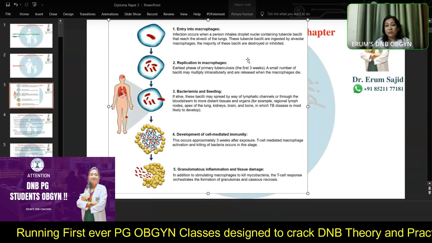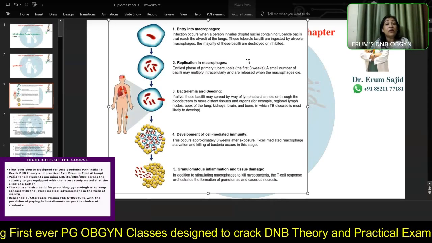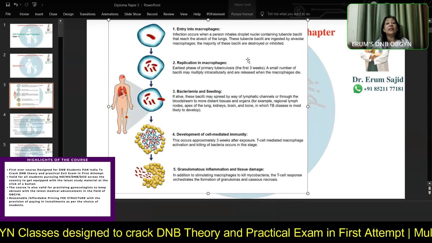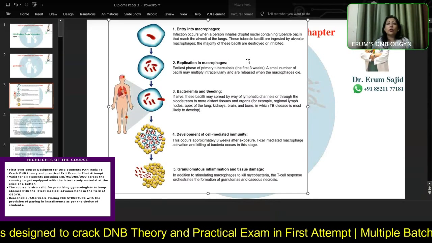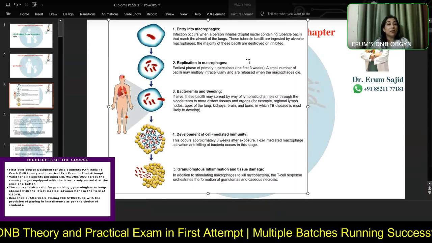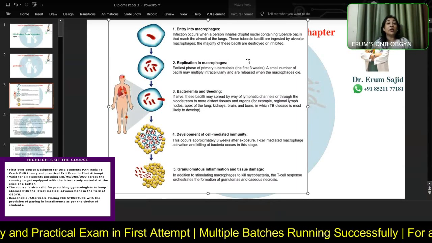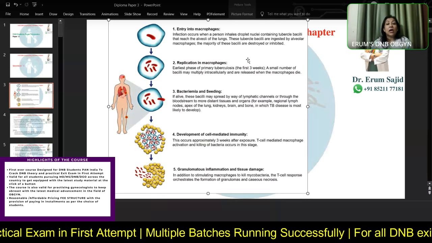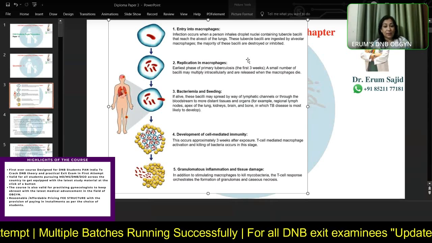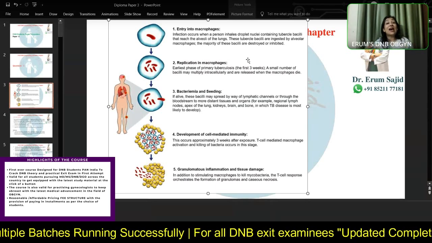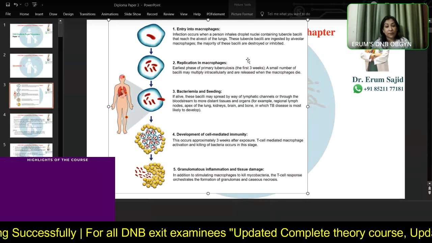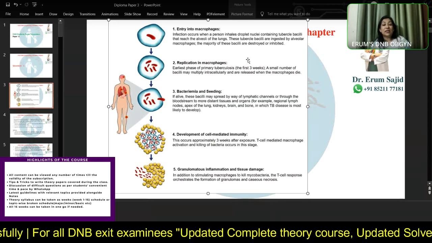If alive, these bacilli may spread by way of lymphatic channels to distant tissues, and they start multiplying there. So you must have heard about TB of bone, peritoneum, pelvic TB and so on. Then we have a mounting of the cell-mediated immunity, CMI. This occurs 3 weeks after the exposure. So the T cell mediated macrophages get activated, and they start killing these bacilli.